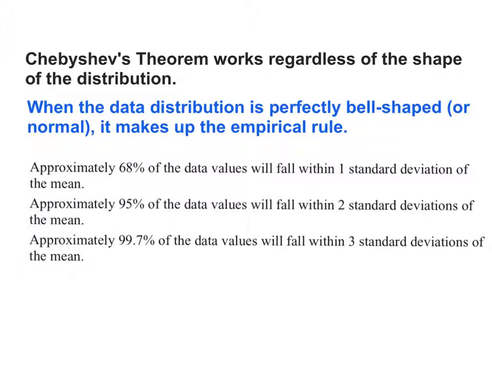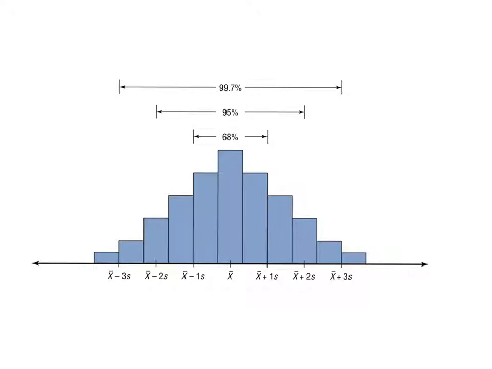Okay, so let me show you 2 visual representations of that. There's this one, which is okay. All right. Notice that 68% aligns with plus or minus 1 standard deviation. 95% aligns with plus or minus 2 standard deviations, and 99.7% falls within 3 standard deviations. Okay, I actually like the next one better.